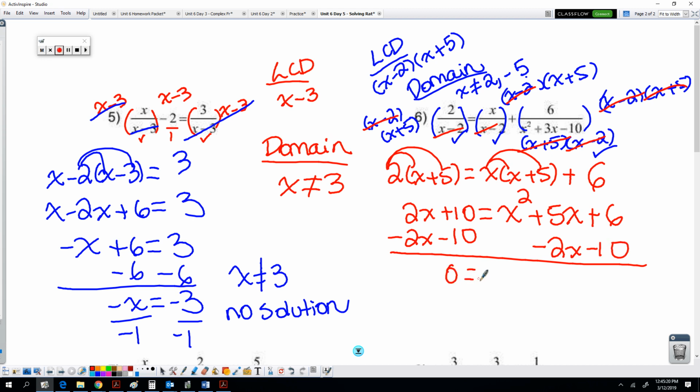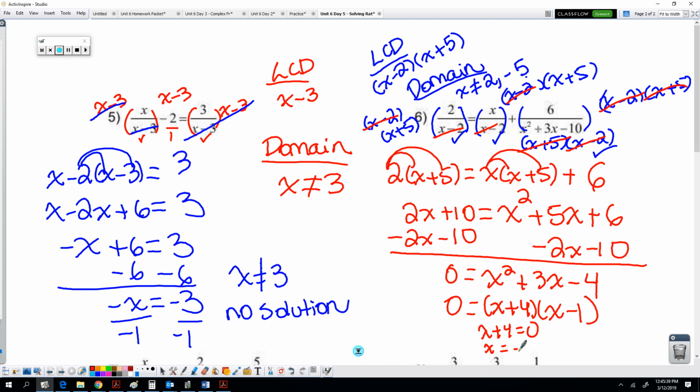So I get 0 is equal to x squared plus 3x minus 4. And now we factor. We say what numbers multiply to negative 4 but add up to 3? x plus 4, x minus 1. And then we set each one equal to 0. And we get my 2 answers.